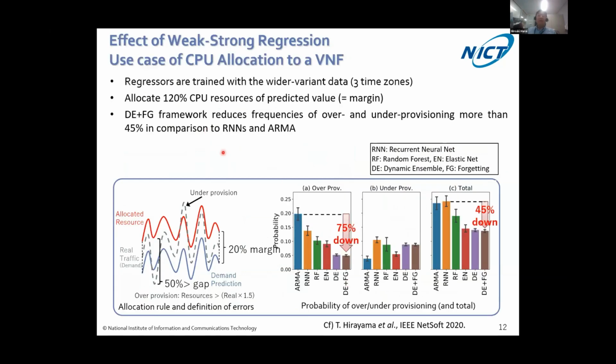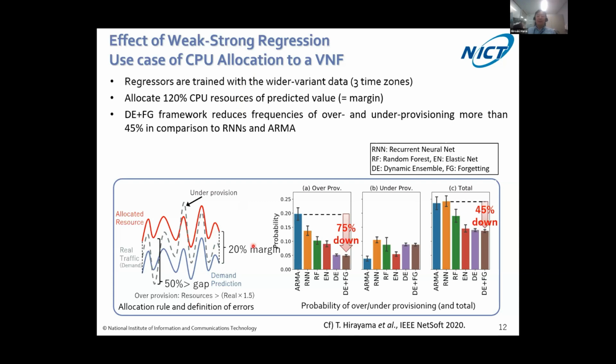So we evaluate the prediction performance for provisioning resources to virtual machines according to the prediction. The training data was three time zones, as in the previous slide, and we set the amount of CPU resources to be 20% larger than the predicted value. So 20% is the margin.